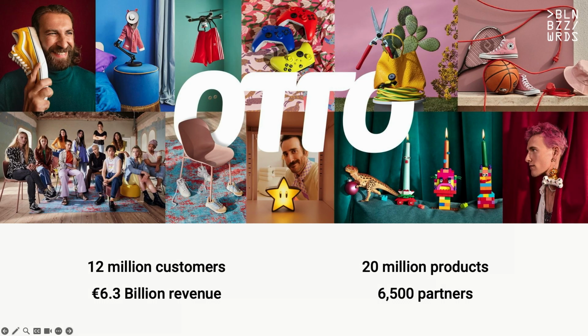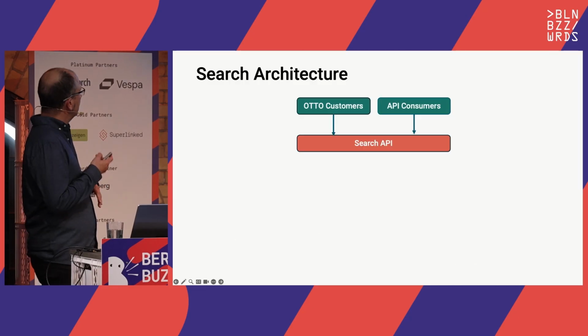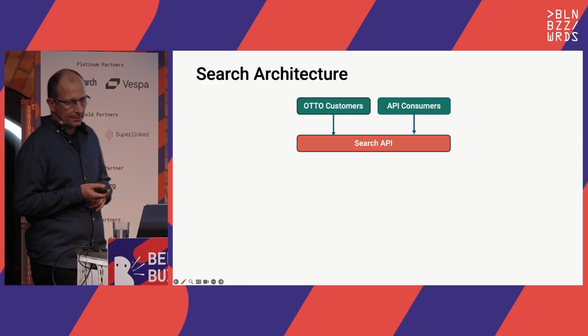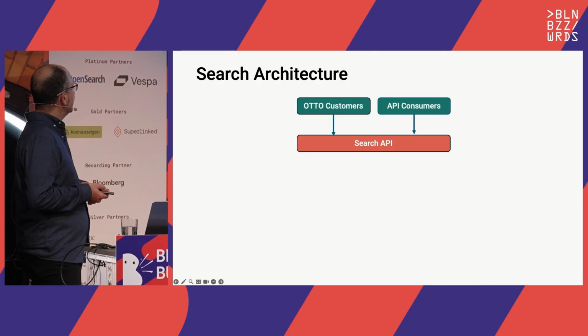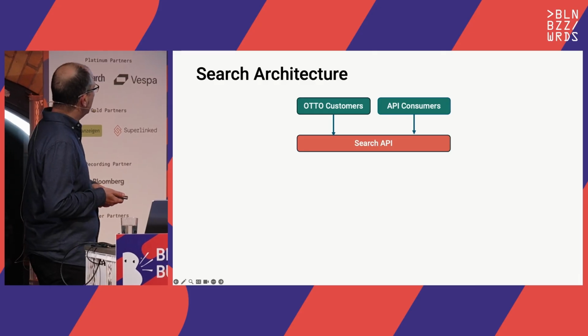So who is Otto? Otto is one of the largest online shops in Germany with 12 million active customers and a marketplace with over 20 million products. And our job is to bring both together, the customers with the products. And the key way to do it is search. Of course, it's search. And I will show you our search architecture now.